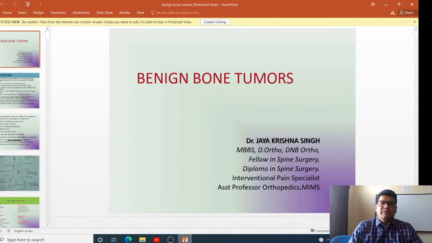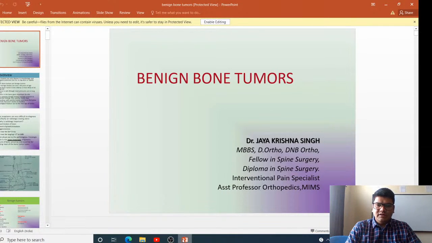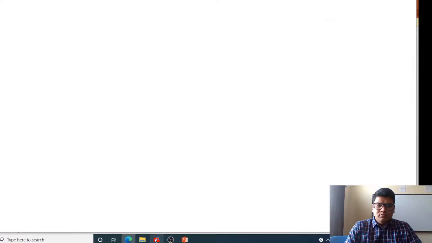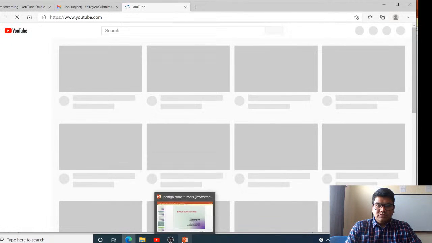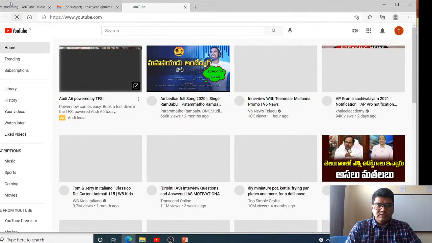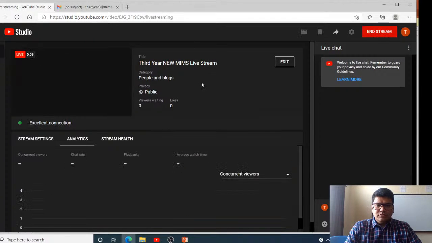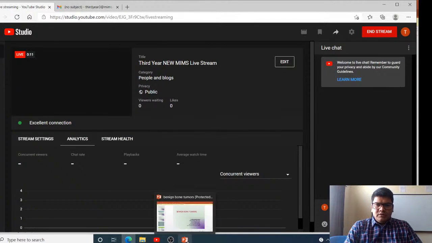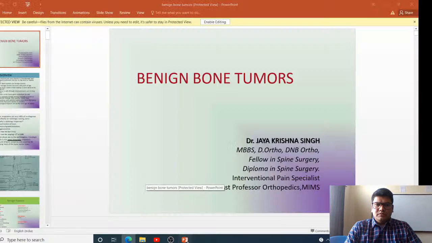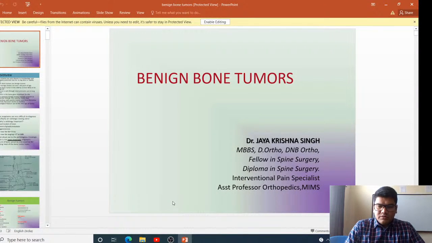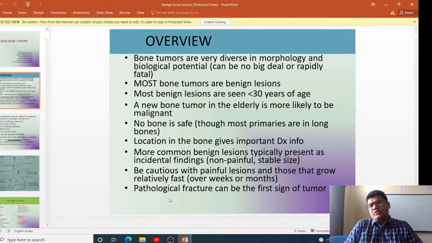Everybody, today we are going to discuss benign bone tumors. Benign bone tumors are diverse in morphology and biological potential.